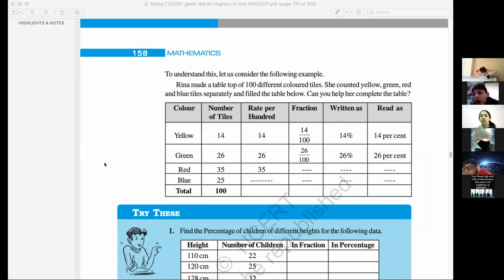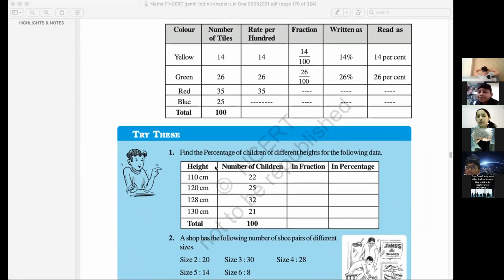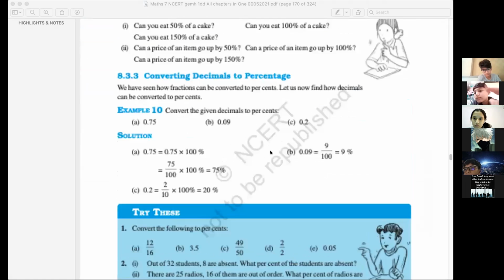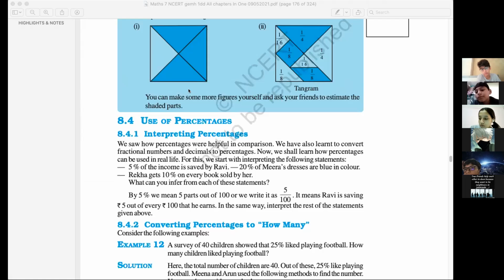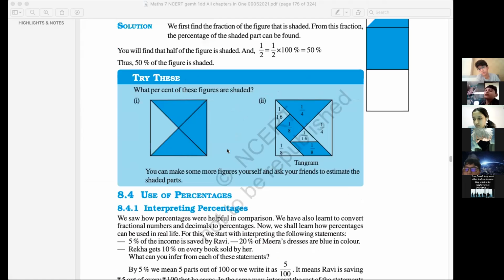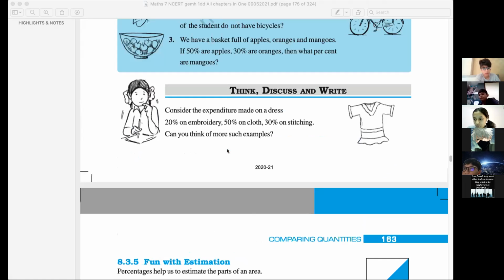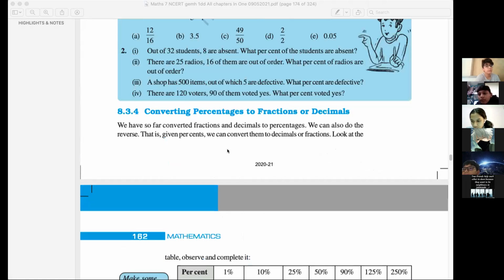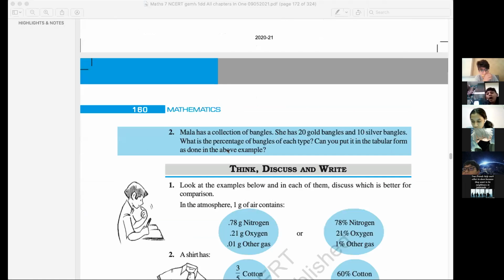Now here, same way, find the percentage of different heights for the following data. In fraction, number of children is 22, height is 110 centimeter. So how much will be the fraction? 22 upon 110. And what will be the percentage? Multiplied by 100. 22 upon 110 multiplied by 100, 22%. Correct. Let us do the exercise.